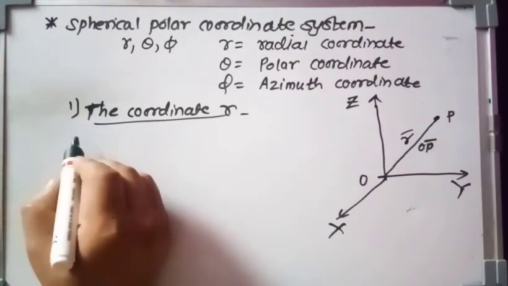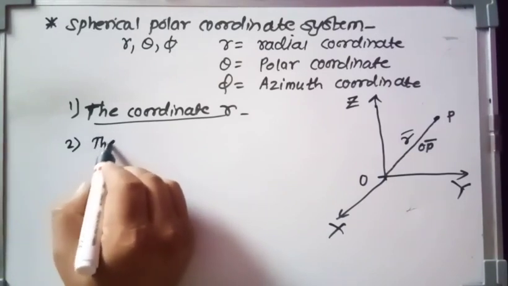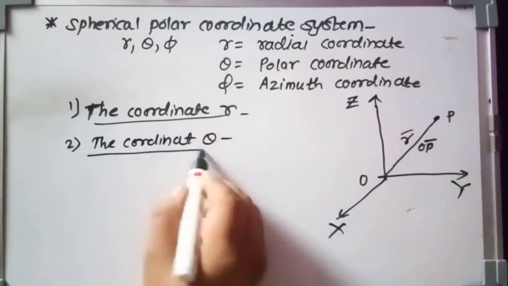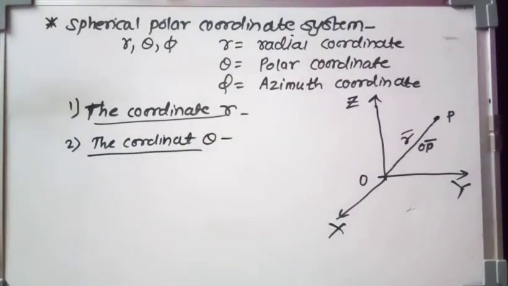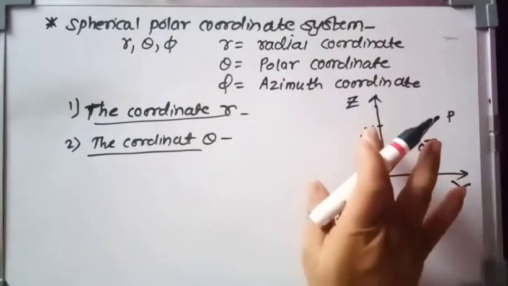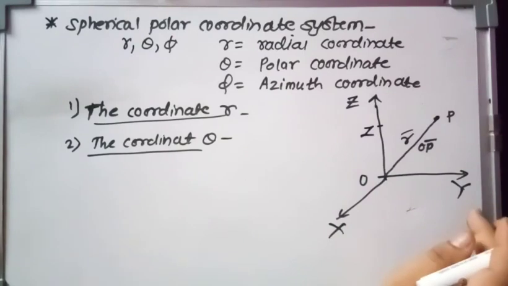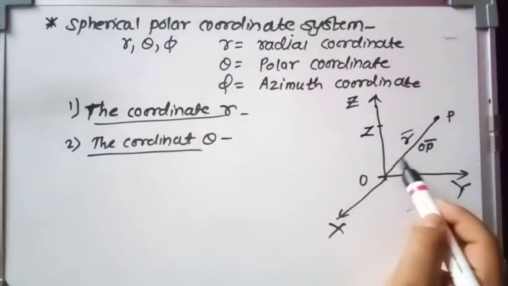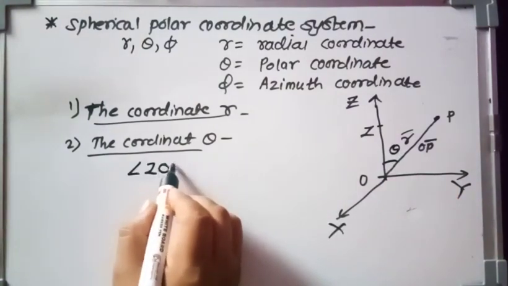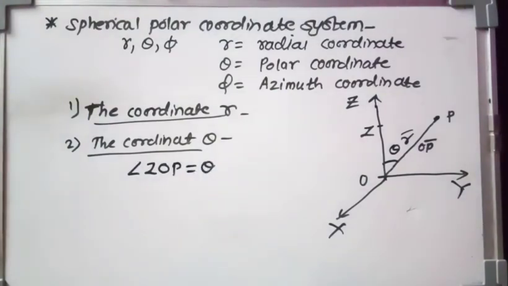Next coordinate, the coordinate theta. What is theta coordinate? The angle theta is the angle between OP and Z axis. Let us choose here point Z. The angle ZOP is theta. It is the second coordinate in a spherical polar coordinate system. It is also known as polar angle.